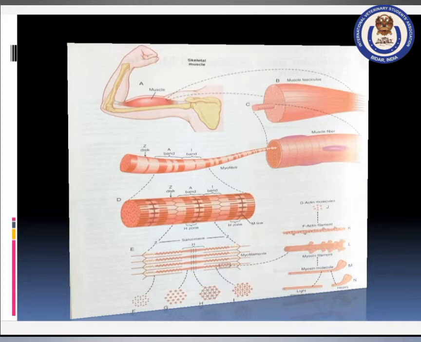In the H zone, actin is not overlapping myosin in the resting phase, whereas in contraction the H zone will disappear. Now we'll look deeper into actin and myosin.